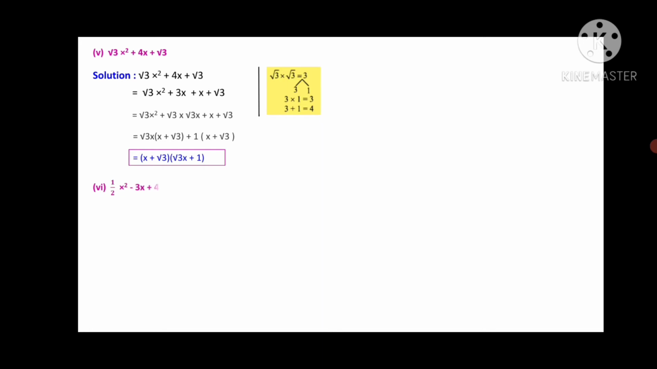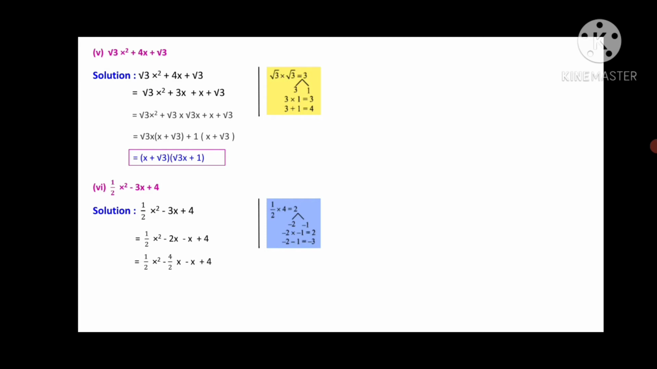Sixth one, half into x square minus 3x plus 4. Friends, here we have half into x square minus 3x plus 4. We have to multiply half into 4, that will be 2. The product is 2 and the sum is minus 3, so minus 2 and minus 1 are the factors. So you can write half x square minus 2x minus x plus 4. Here rearrange the term: half x square minus 4 by 2x, since 2x can be written as 4 by 2x, minus x plus 4. Here half x is common, x minus 4 in the bracket, and minus 1 is common with x minus 4 in another bracket. So the factors will be x minus 4 in one bracket and half x minus 1 in another bracket.